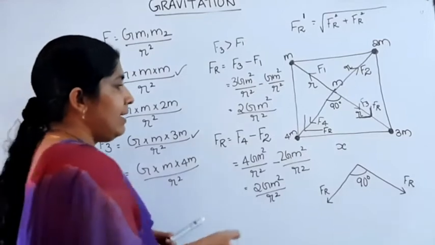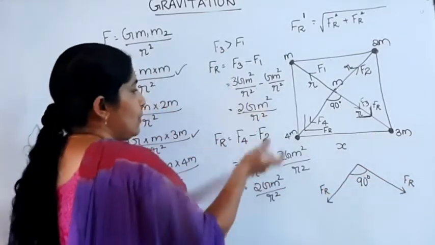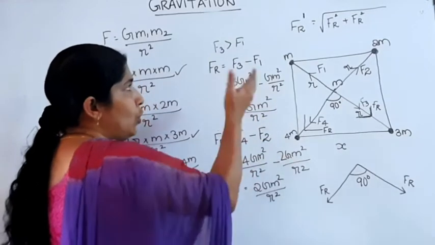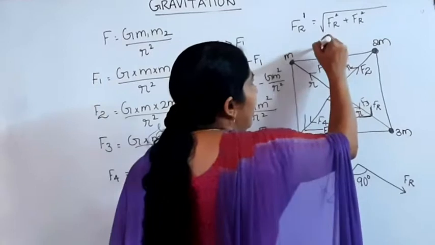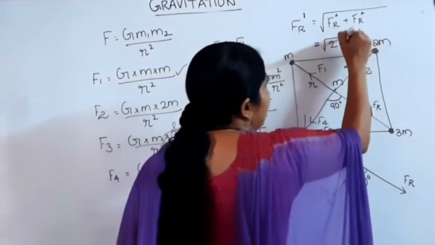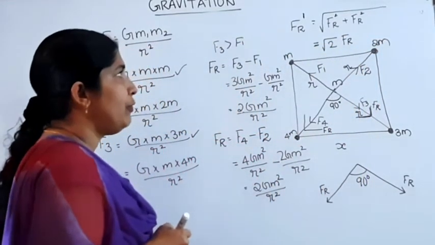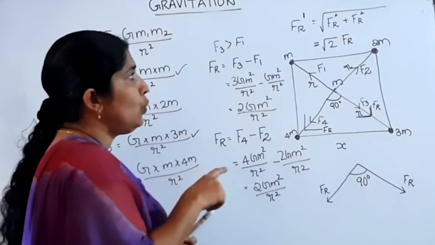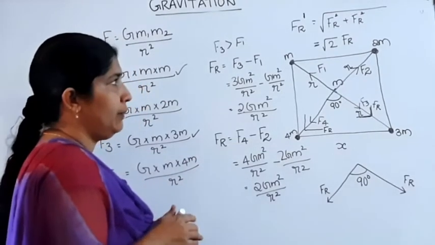Similarly, we can write here FR and FR. These two resultant forces are the same. So root of FR square plus FR square is the resultant. That is equal to root 2 into FR. FR square plus FR square is equal to 2 FR square. That is root 2 into FR. FR dash is equal to root 2 FR.